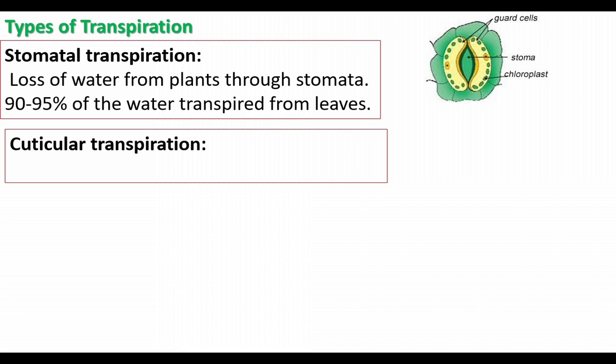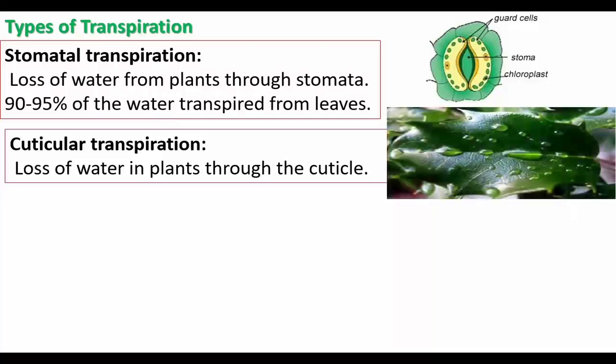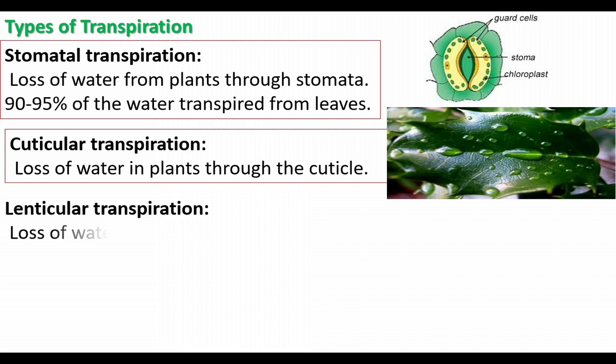Cuticular transpiration. Transpiration that takes place through the cuticle is called cuticular transpiration. The leaves are covered by a wax-like covering called cuticle. Because of the presence of cuticle, the water rolls off when water falls on the leaves. Lenticular transpiration. Loss of water from lenticels.